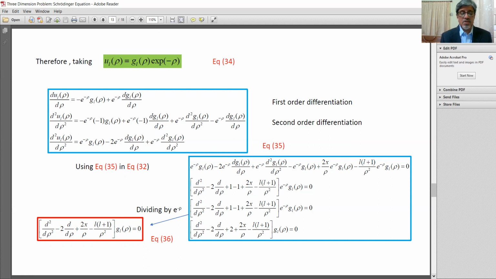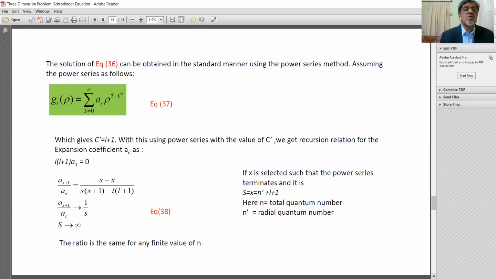Now focusing on equation number 36. The solution of equation 36 can be obtained in the standard manner using the power series method. So there is a standard method which is known as the power series method to solve differential equations. So we are using this power series method. Assuming the power series as follows, for that, G_l(rho) is equal to sum over s equal to 0 to infinity of a_s rho raised to s plus c prime. That is equation 37, which gives c prime as l plus 1. With this, using the power series with the value c prime, we get the recursion relation for the expansion coefficient a_n as follows.